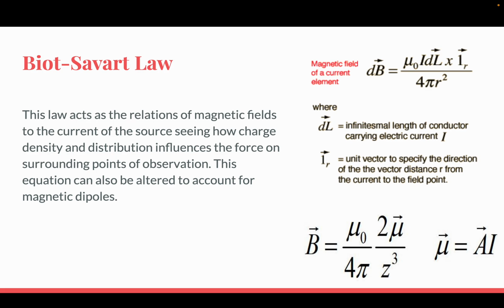The Biot-Savart law. So this law acts as a relation of magnetic fields to the currents of the source, seeing how charge, density, and distribution influence the force on surrounding points of observation. This equation can also be altered to account for magnetic dipoles. So this equation is shown here on the bottom.